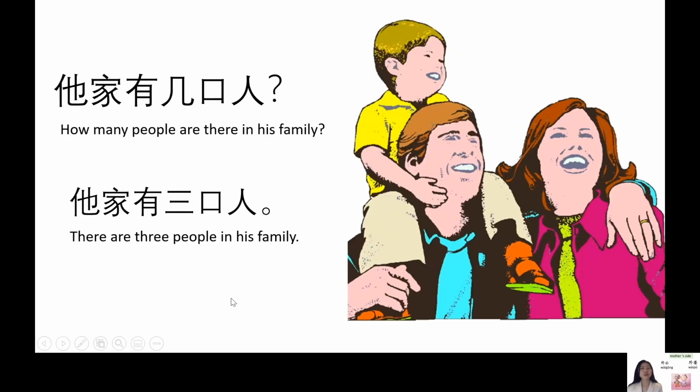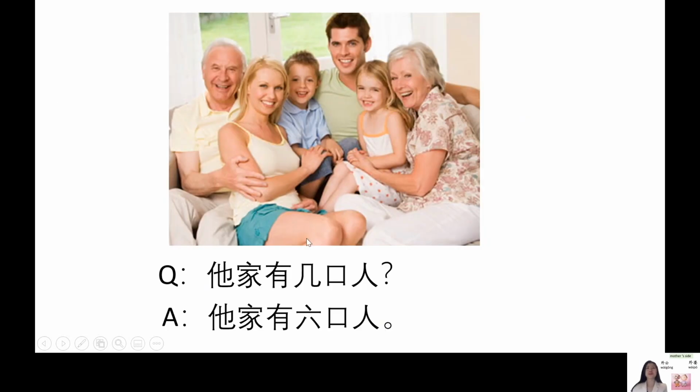Let's see this picture. How many people are there in his family? 他家有几口人? Let's count together. 1口人、2口人、3口人。We say, 他家有3口人。Let's try one more time. 他家有3口人。Great. See this picture. 他家有几口人?